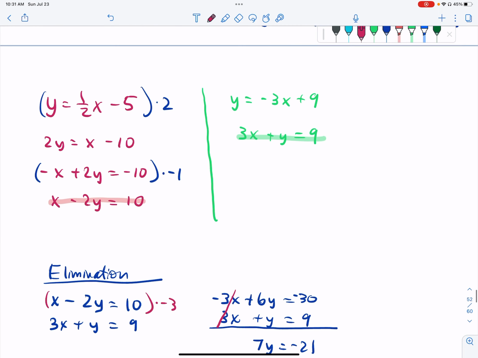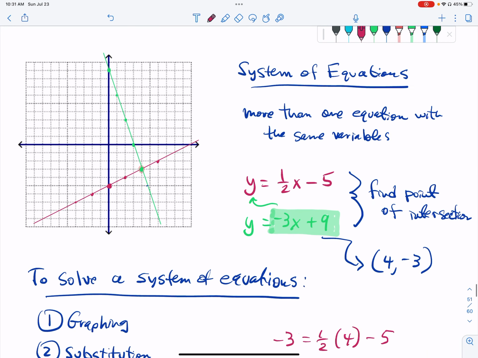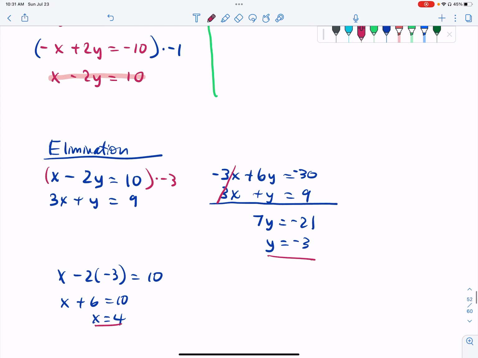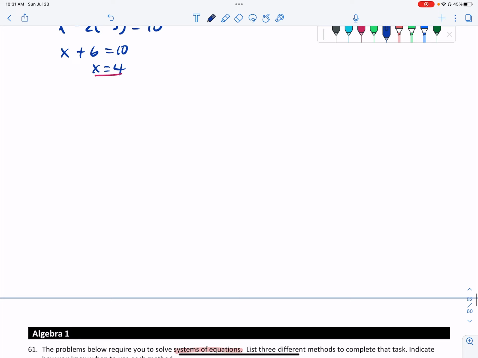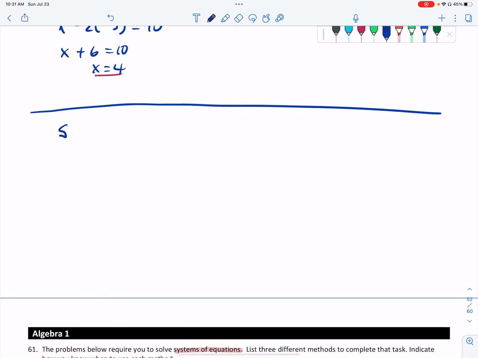What your goal is to do is to find where your equations intersect each other, and that point of intersection is your solution. However, when you have two lines, sometimes that doesn't happen. So as far as possible solutions go with systems of equations, there's actually three possibilities.